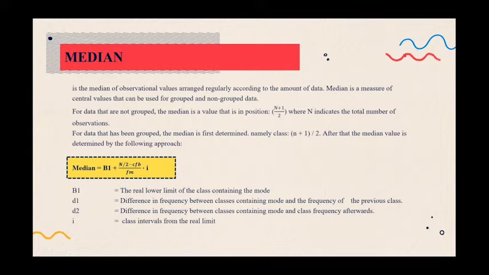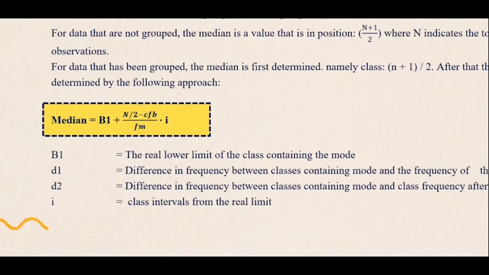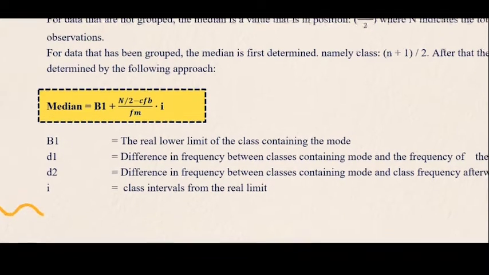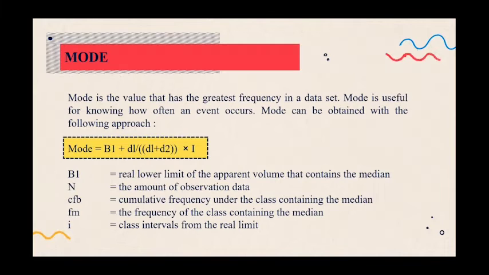For data that has been grouped, the median class is first determined, namely the class at n plus 1 divided by 2. After that, the median value is determined by the following approach. These are the formulas.